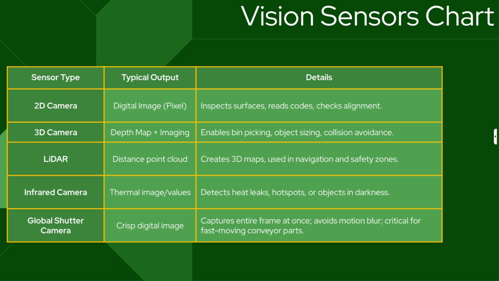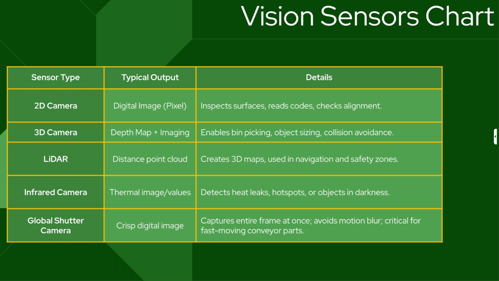And then we have LiDARs. LiDARs we use for creating 3D points in a cloud. Use them for distance mapping in scenarios where we just can't really see because we don't have the proper lighting. LiDARs, we're going to get into that. It relies on lasers. And we have our infrared cameras. So, thermal imaging, it can detect heat, coldness.